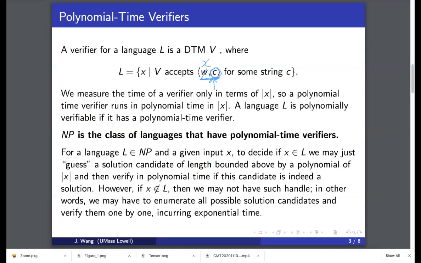So then I have a second view. NP is simply the class of languages that have polynomial time verifiers. That means if you are given a language and I want to know whether that language is in NP, I just want to see whether I can find a certificate C, and then verify that certificate C is indeed a solution in polynomial time. Okay, so that makes things easier. Now let's see some examples.